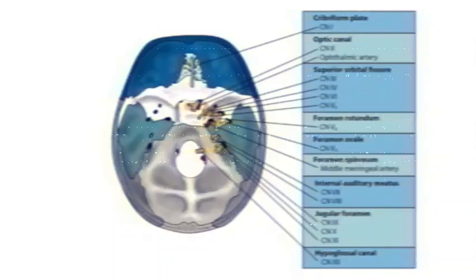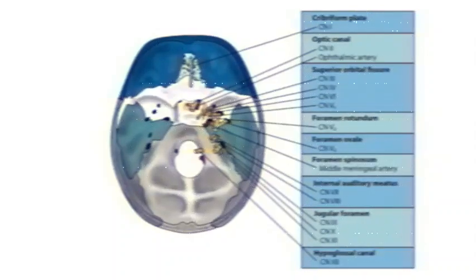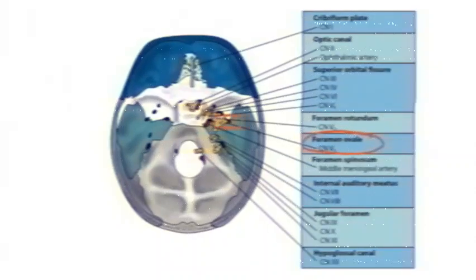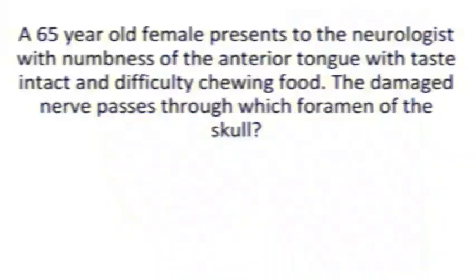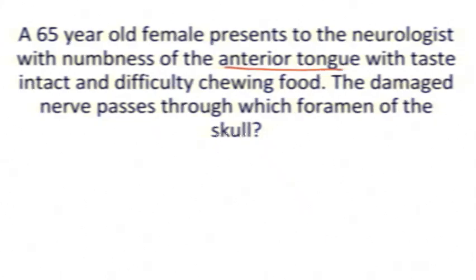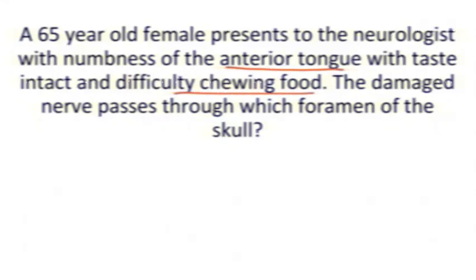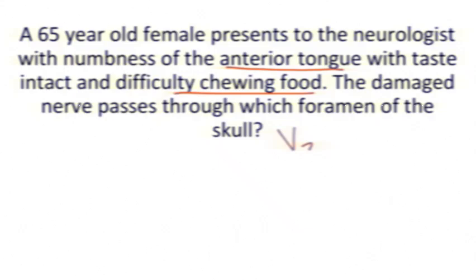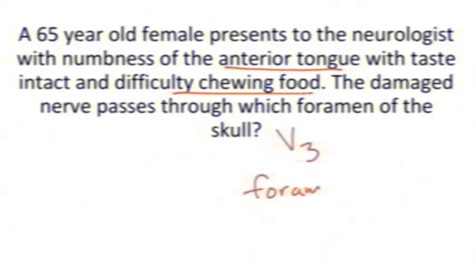From figure 8.23, we can see that the mandibular branch of the trigeminal nerve passes through the foramen ovale. So this region right here. So again, from the question stem, we should notice that sensation from the anterior tongue is damaged and that the patient has difficulty chewing food. Both of these symptoms should make us think of damage to the mandibular branch of the trigeminal nerve. And then we need to recall that this nerve traverses the foramen ovale.